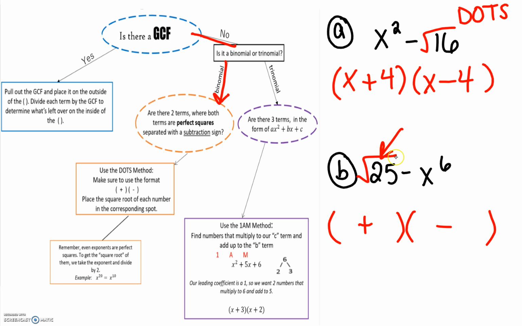So the square root of 25 is 5. And then the square root of x to the 6th, again, we take half of 6, which is 3.